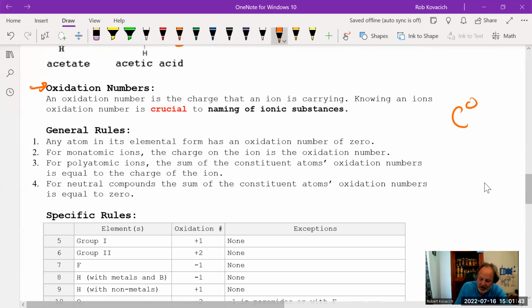For any monatomic ions, the charge equals the oxidation state. So if I see something like Na with a plus, I'm being told that this sodium's charge is a +1. Or a calcium with a +2, I'm being told that the calcium's charge is a +2. The sodium in this case has lost 1 electron. The calcium in that case has lost 2 electrons. For the polyatomic ion, the sum of the constituent atoms' oxidation numbers is equal to the charge on the ion.